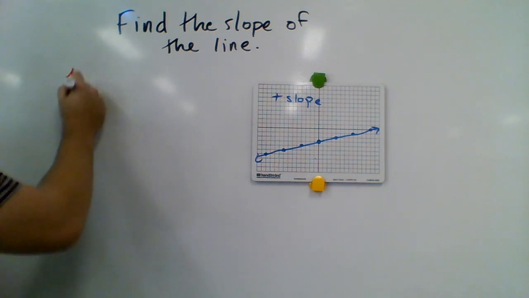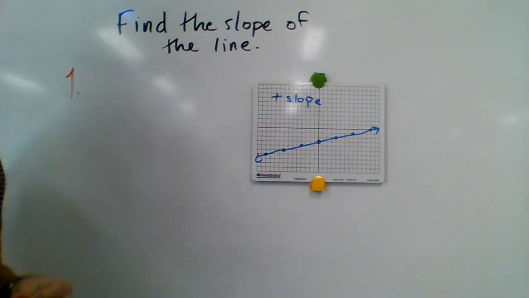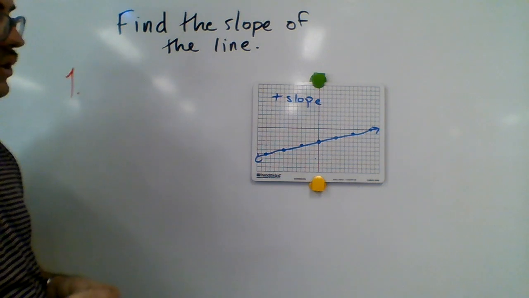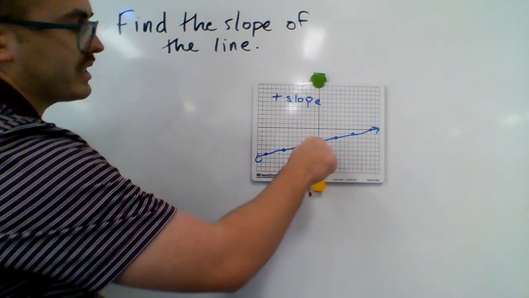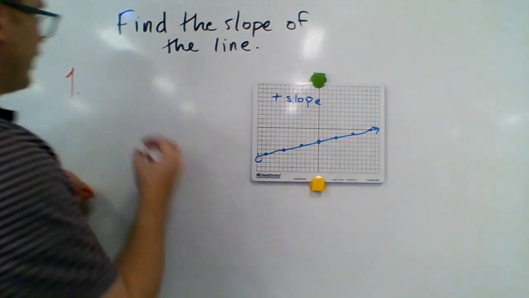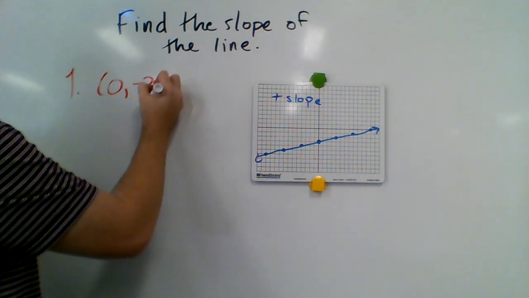Step 1 was to locate 2 points. I get to choose any 2 points. Let's go ahead and choose, I always like to choose the one that's on the y-axis. So this one is down 3, so it's 0, -3.